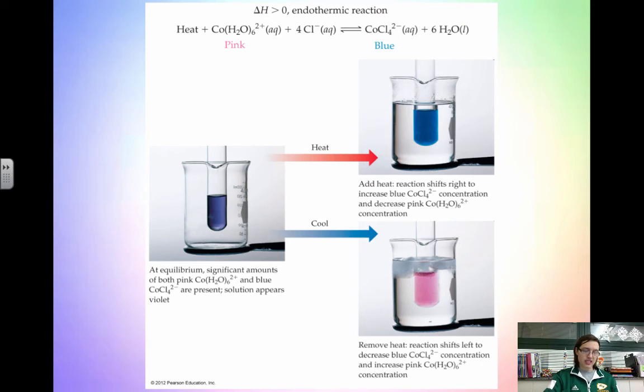So this just gives an example of temperature and LeChatelier's principle. At equilibrium, we have this violet solution. This is a coordination complex, but we have kind of this purple. If you heat it, it turns blue, okay? Because if you look up here, if you heat it, you have more of the products. If you cool it down, you actually get more of the reactant side because you're removing some of this heat that's on the reactant side. So if you're removing this heat, it's going to shift in order to make more heat, which is why you also get this pink color because that's the other reactant.